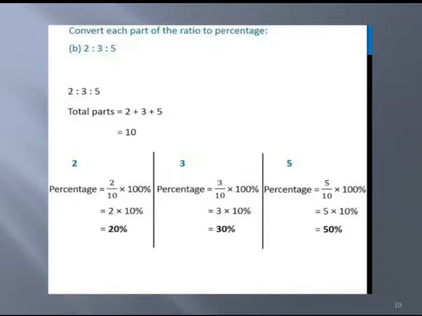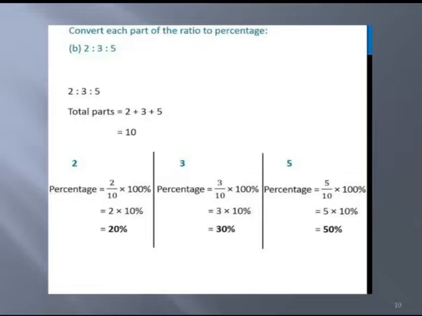Now the percentage of the first part, 2, is 2 upon its total. The total is 10. This is the fraction, 2 upon 10. Now multiply this fraction by 100%, right? As it is written here. After that, you can cancel the 10 into 100 and you will get 20%.